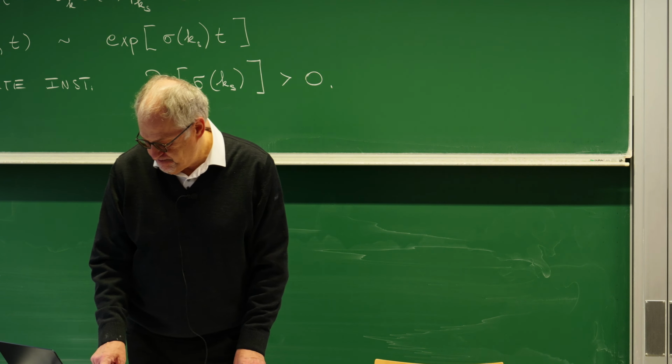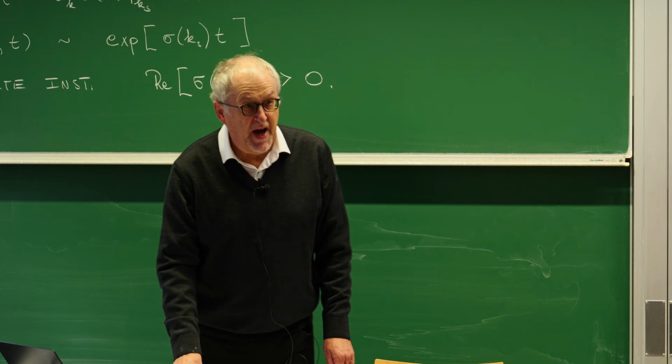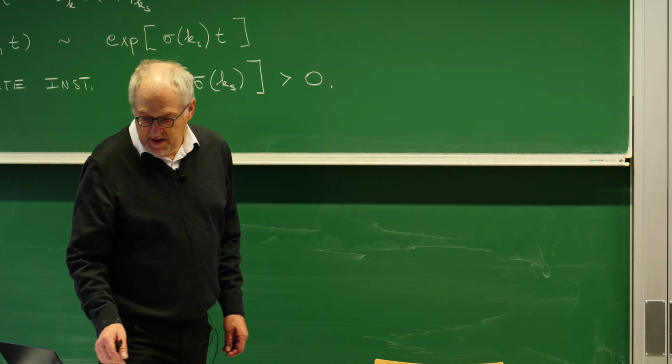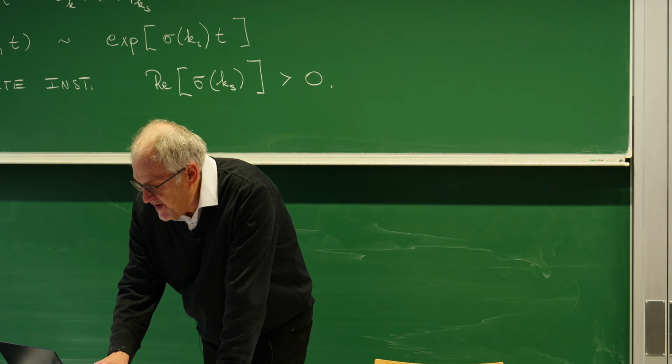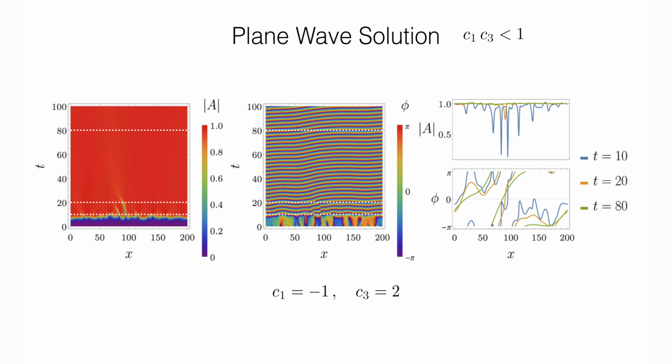All right, now let me talk a bit about what happens in the different phases. So here, this is a regime where we have C1, C3 less than 1. So we are in this regime where you do have a longitudinal instability, and the plane wave solution can be stable. And I picked here C1 minus 1 and C3 equal to 2.